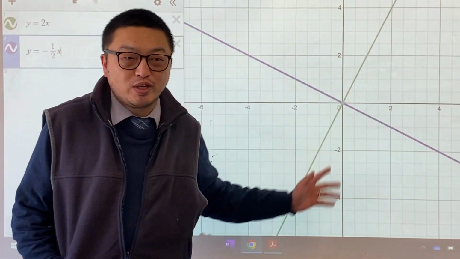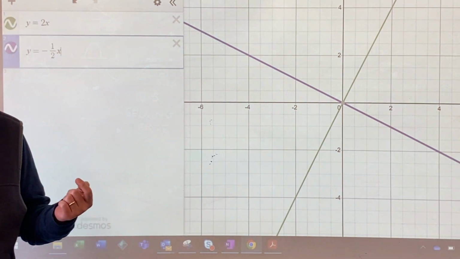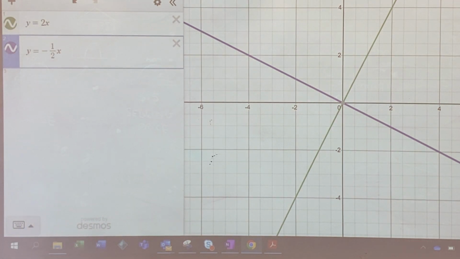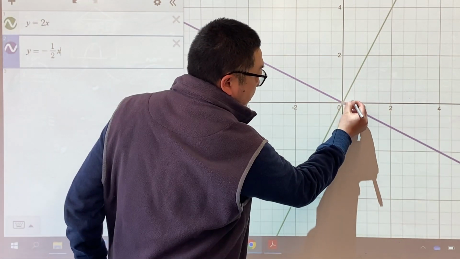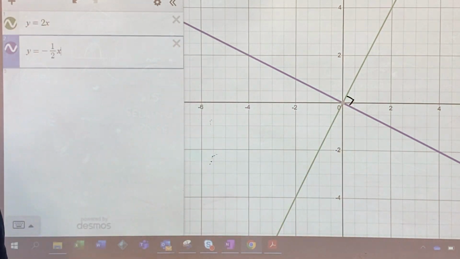What did you notice about the two lines here? Obviously they're not parallel, right? What do they look like? The cross section, how many degrees do you think it's going to be? 90 degrees. Fantastic. That one, it's 90 degrees. We call that perpendicular.